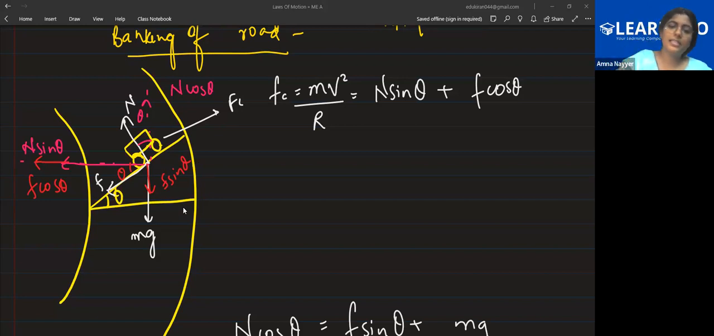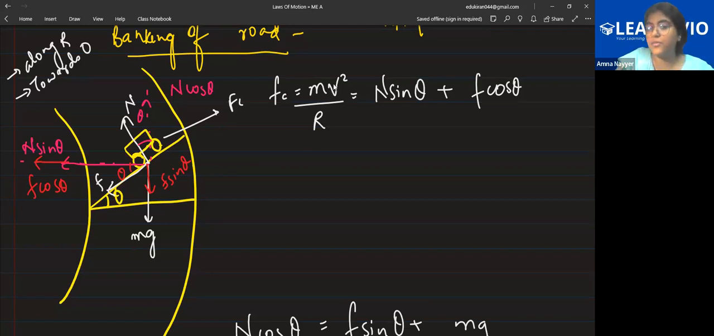Now next step, see. Centripetal force is being provided by what? What we have studied: any force that acts along the radius towards the center. Two things: firstly, along the radius, secondly, towards the center. These are the two things which you have to remember. Now, here two forces are providing this: n sine theta and f cos theta. So mv square by r, which is the centripetal force, is equal to n sine theta plus f cos theta.